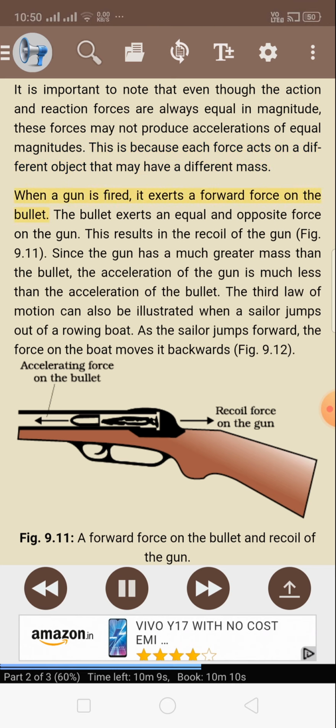When a gun is fired, it exerts a forward force on the bullet. The bullet exerts an equal and opposite force on the gun. This results in the recoil of the gun, figure 9.11. Since the gun has a much greater mass than the bullet, the acceleration of the gun is much less than the acceleration of the bullet.